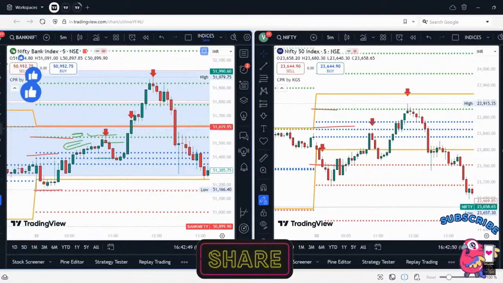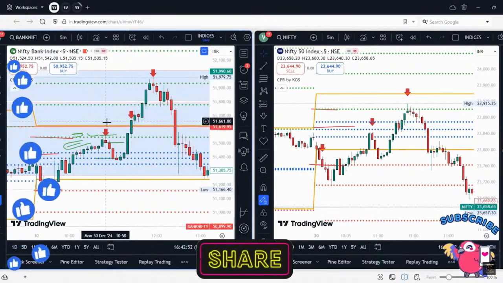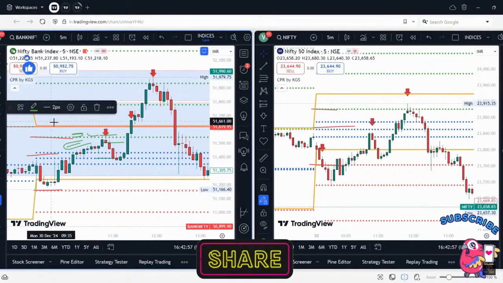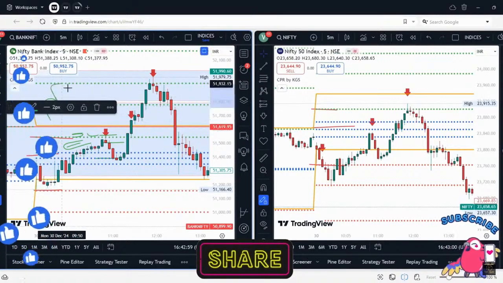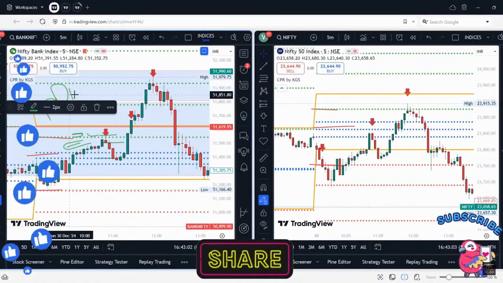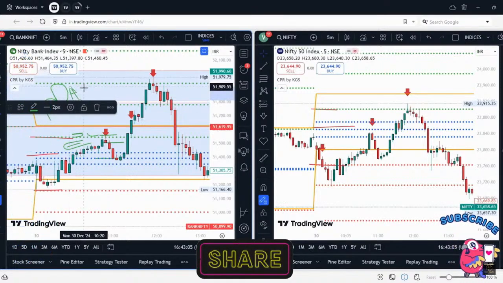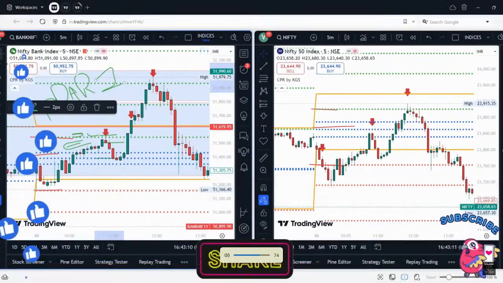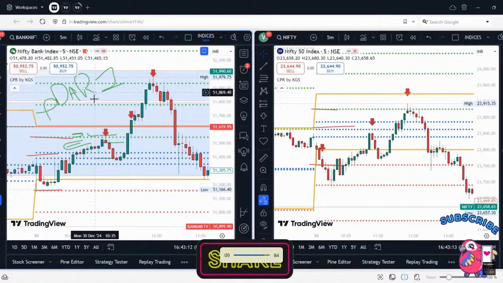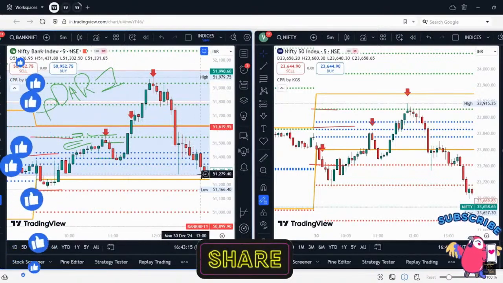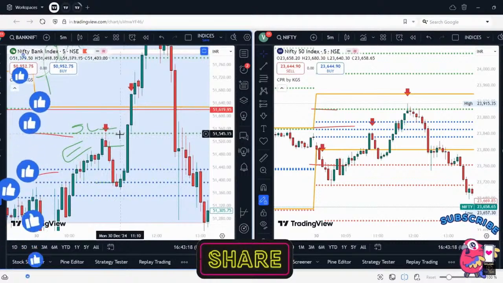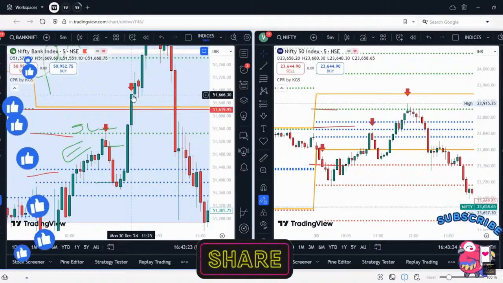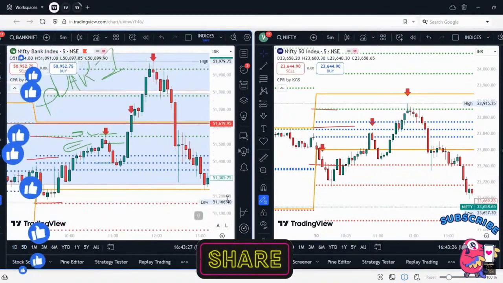If you watch my videos, there is a strategy called previous day high and R1 breakout. Okay, previous day high R1 breakout is here. So see here, this is the R1, this is the previous day high, and the price closes above this area. This is a good sign.